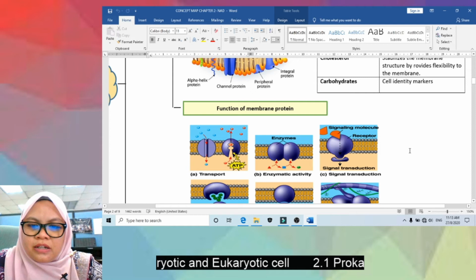And then the intercellular joining. Here we know that our cells are close to each other. To join the cells, this is done by the structure of the membrane proteins. And then the last one is attachment to the site.